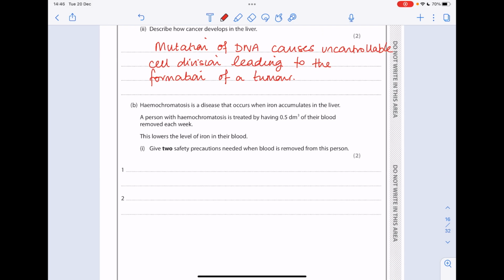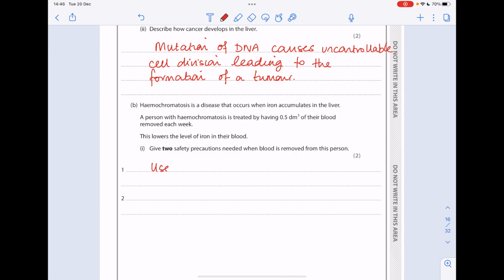Hemochromatosis is a disease that occurs when iron accumulates in the liver. A person with hemochromatosis is treated by having 0.5 decimeters cubed of their blood removed each week. This lowers the level of iron in their blood. Give 2 safety precautions needed when blood is removed from this person.